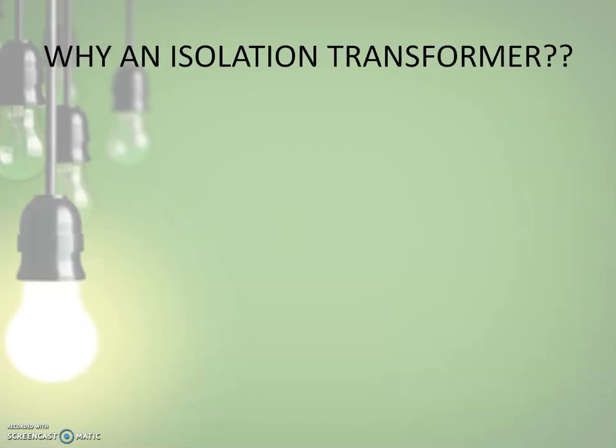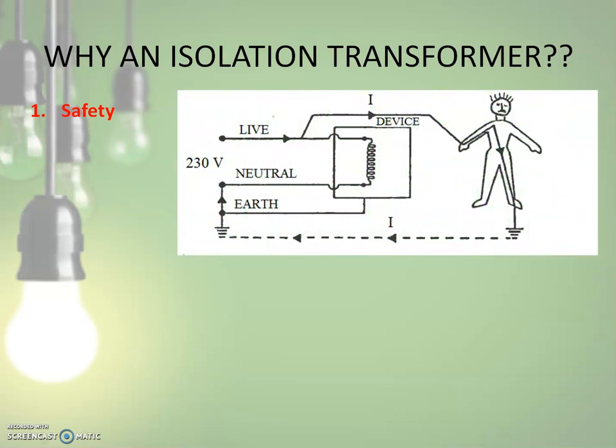Now, why an isolation transformer? What is the reason why we are using an isolation transformer? Basically, it is for the purpose of safety. The main purpose of an isolation transformer is safety and protection of electronic components and the person against electrical shock, because it physically separates the power supply on the primary side from the secondary side circuit connected to the electronic components and grounded metal parts which are in contact with the person.